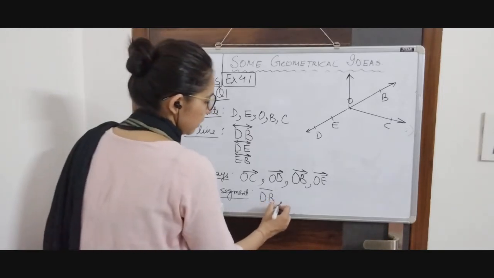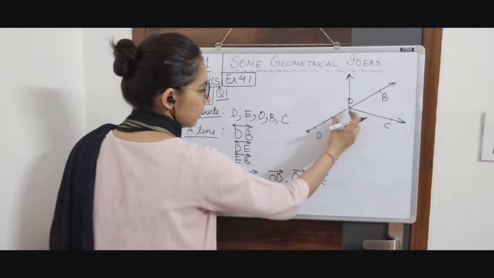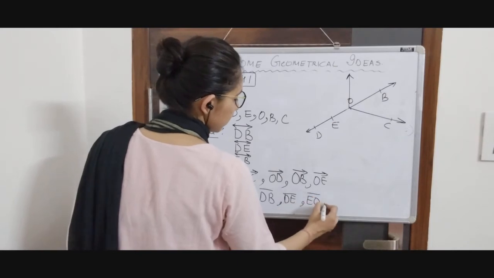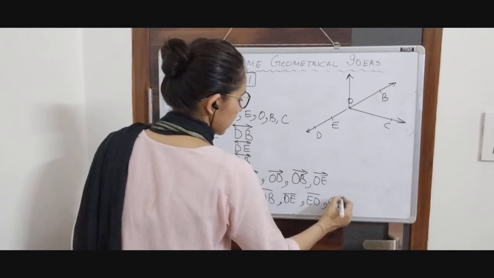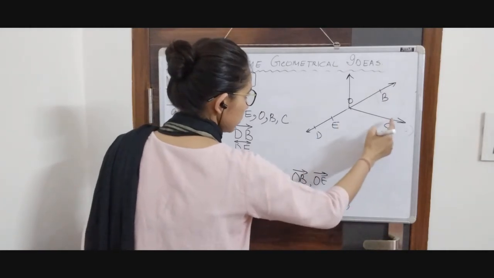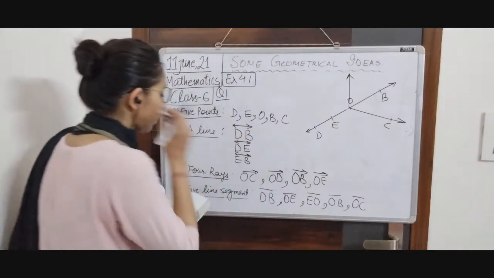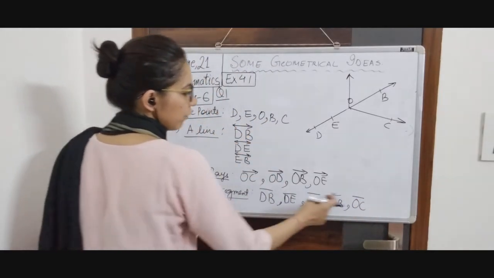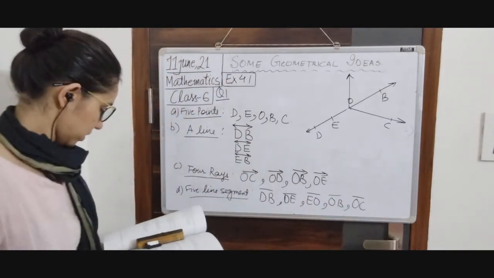Then DE. DE is also a line segment. Then EO. EO is also a line segment. Then OB. OB is also a line segment. Then OC. If you put an arrow like that, it will become a ray. If you put a bar on that, it will be a line segment.